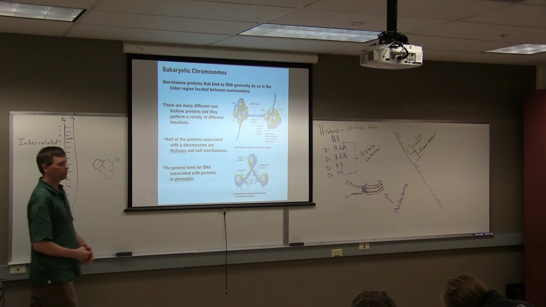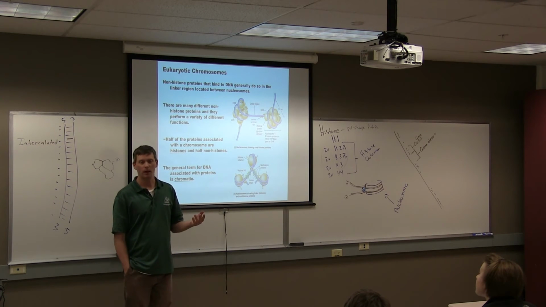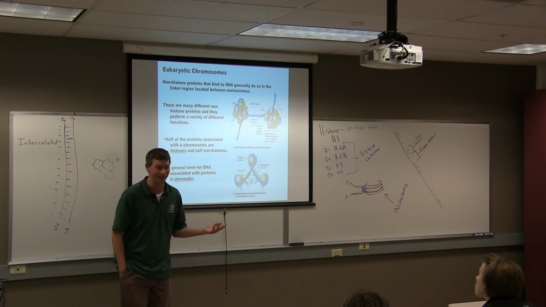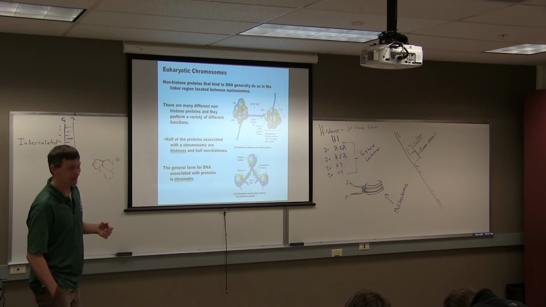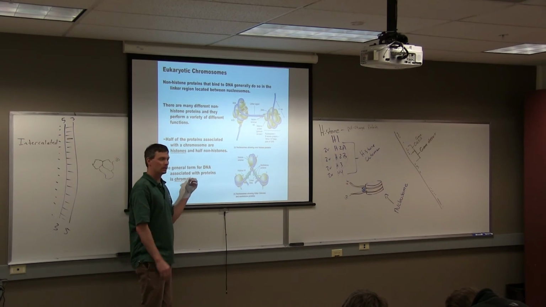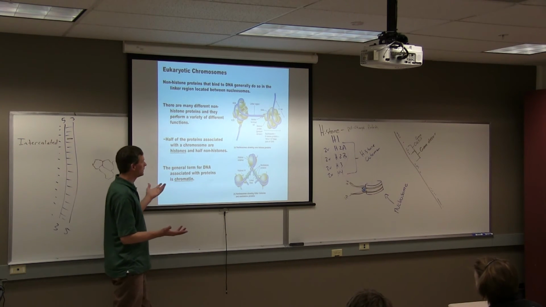About half of the proteins bound to DNA are histone proteins, which means the other half are formally called non-histone proteins. Us biologists, we're really clever, aren't we? If you have DNA bound to proteins, we call that stuff chromatin. If there are no proteins, we call it naked DNA.